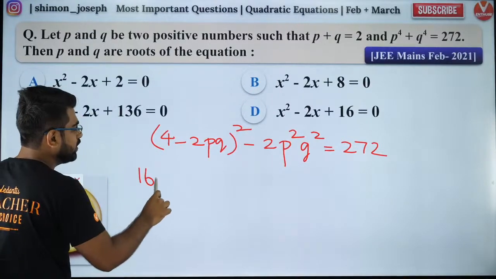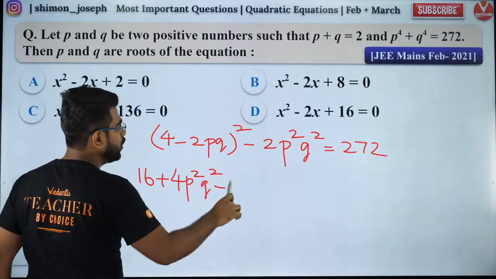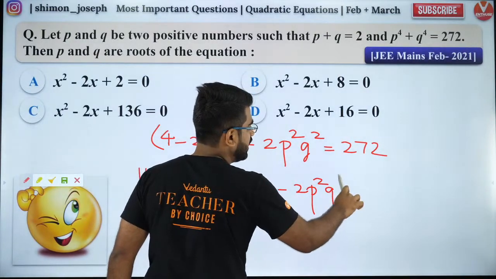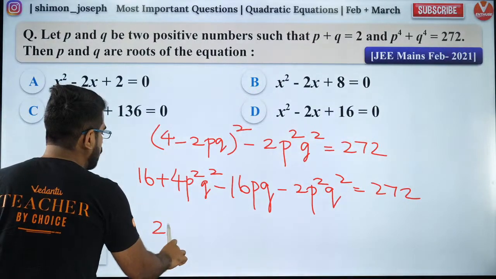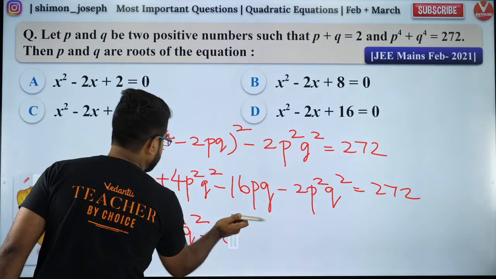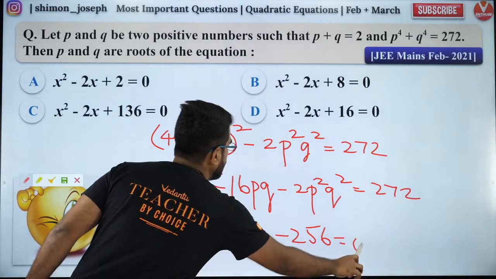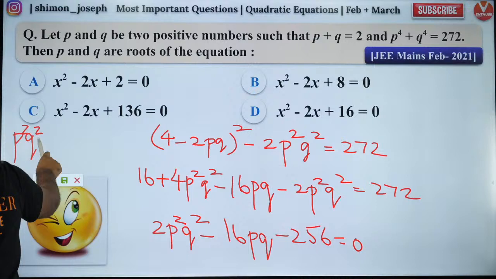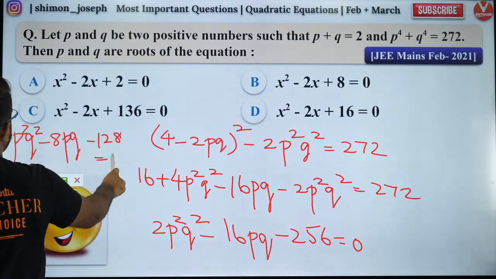4 square is 16 plus 4P square Q square minus you will get 16PQ minus 2P square Q square is equal to 272. So if I bring everything to one side, I will get 2P square Q square minus 16PQ minus 256 is equal to 0. Now I will divide by 2. If I divide by 2, I will get P square Q square minus 8PQ minus 128 is equal to 0.